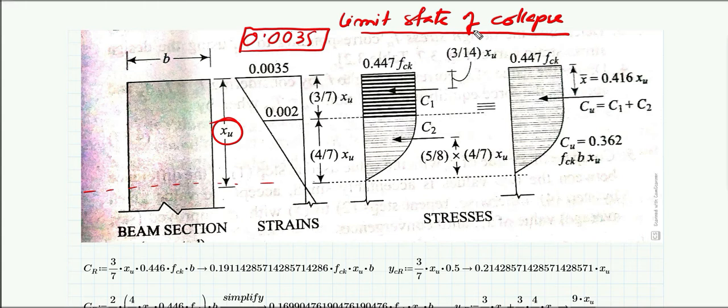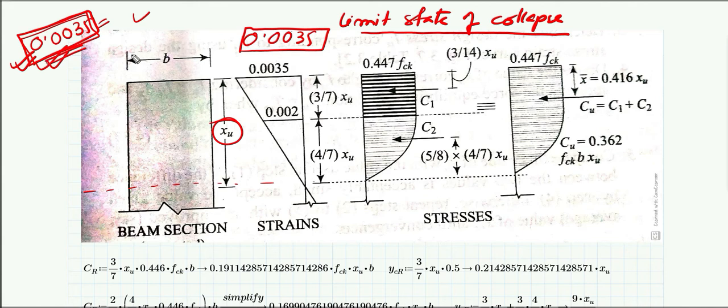So in the clause, in the previous assumption that we have seen, the maximum compressive strain in concrete should be 0.0035. That means if the strain increases beyond this value, then we will think that the particular structure has failed. So this is actually the limit state for the concrete. It is a limiting value for concrete. This strain is the limiting value.